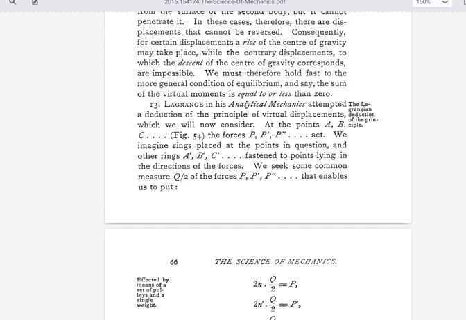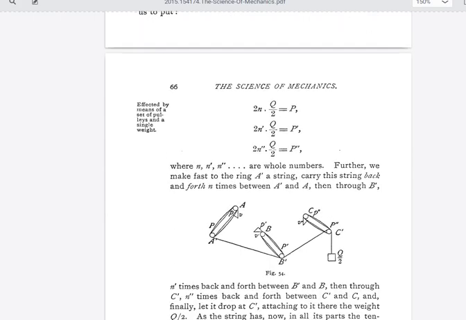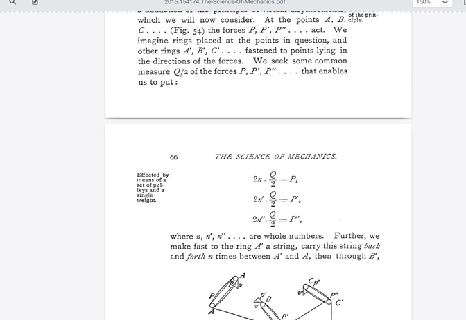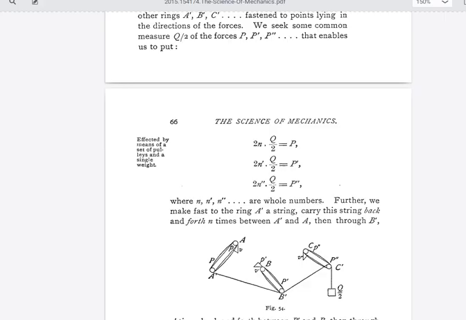At the points A, B, C, and so on, figure 54, the forces P, P', P'' act. We imagine rings placed at the points in question, and other rings A', B', C' fastened to pulleys lying in the directions of the forces. We seek some common measure Q/2 of the forces P, P', P'' that enables us to put 2n times Q/2 equals P, 2n' times Q/2 equals P', 2n'' times Q/2 equals P'', where n, n', n'', and so on are whole numbers.